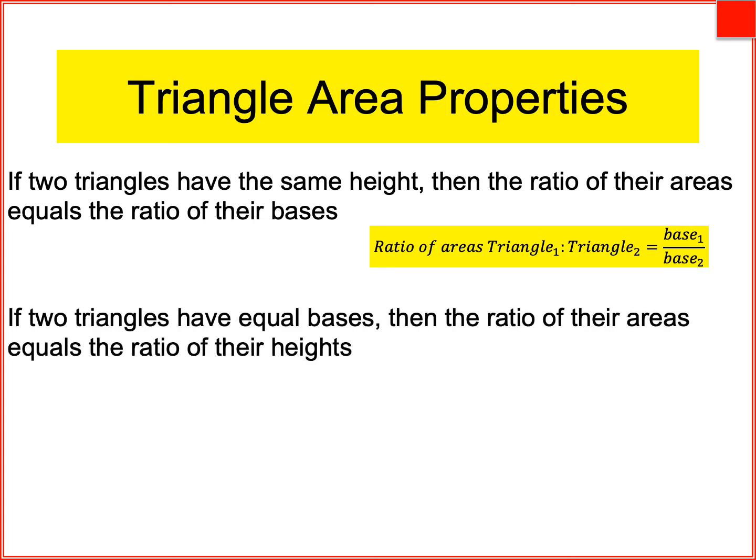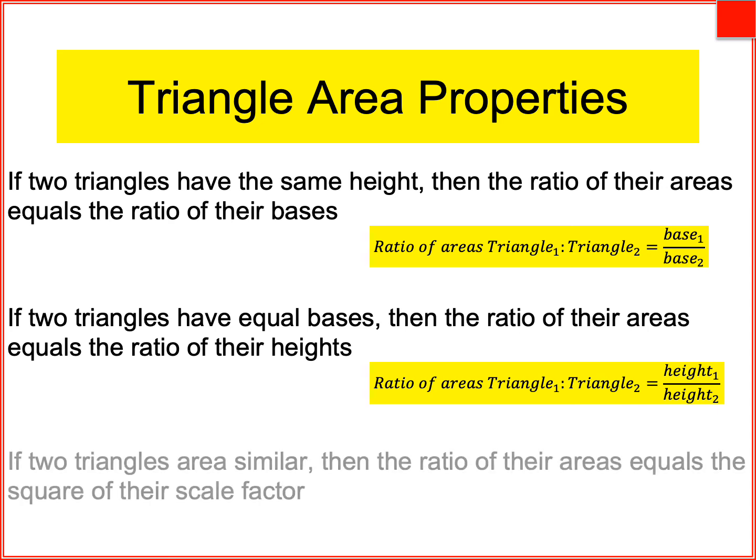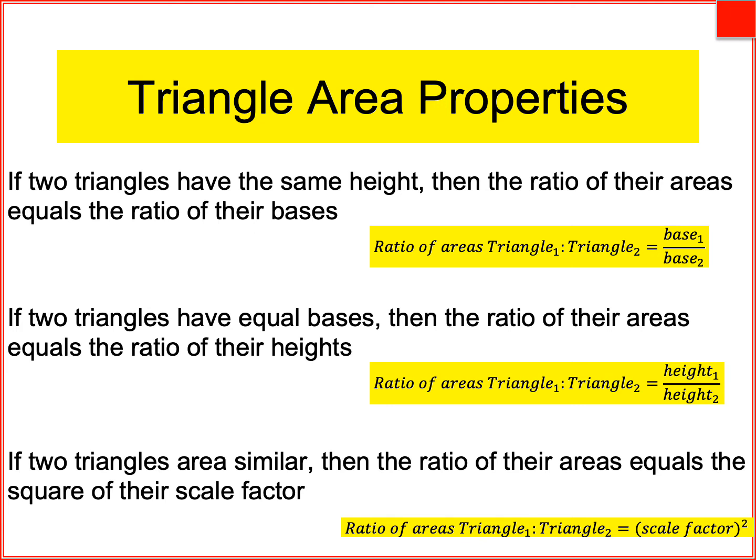The second thing we did is that if two triangles have the same bases, then the ratio of their areas also equals the ratio of their heights. So we had height 1 over height 2, and once again, it doesn't matter which order you put those in. And then lastly, if two triangles are similar, then the ratio of their areas equals the square of their scale factor.